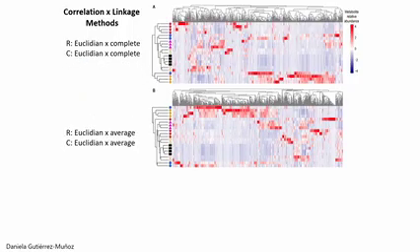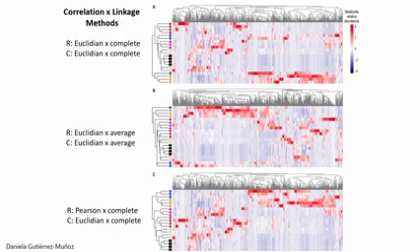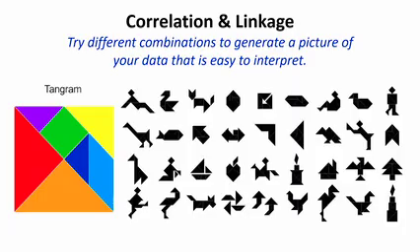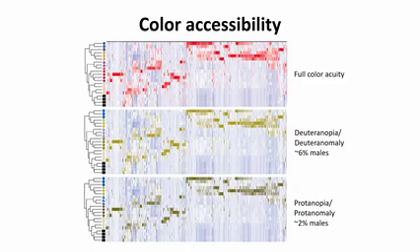But when we start playing around with different correlations and different clustering methods in rows and in columns, we start to see new patterns emerge. And finally, by using Pearson correlation and complete linkage on the rows, but sticking with the Euclidean and complete linkage in the columns, we're finally seeing clustering by our replicate samples, which is the minimum that we're expecting to see. And we also start to see patterns of VOCs that are generating these clusters within our samples. So think of it like tangrams. Try different combinations to generate a picture of your data that's easy to interpret for what you're expecting to see for your sample analysis. And then I want to make 2 pitches about color.